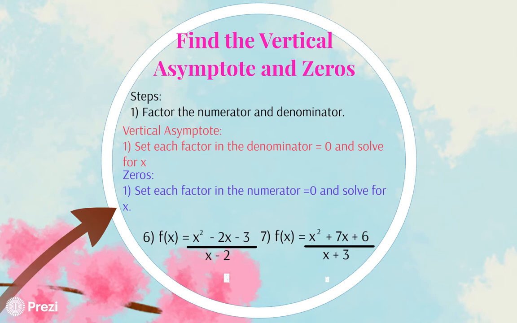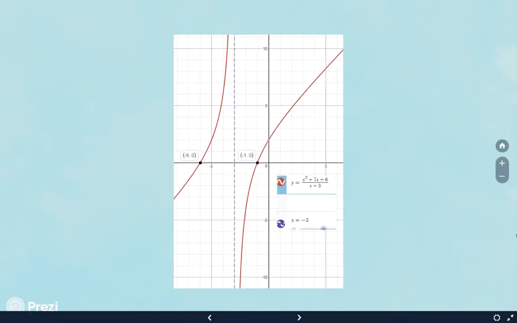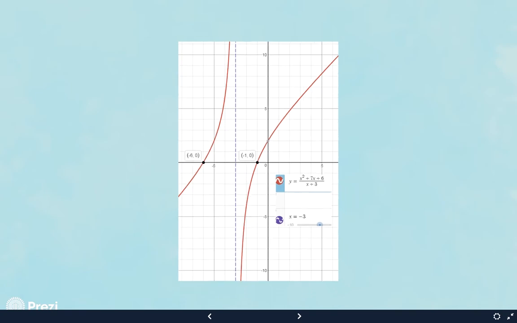Holy hot dog! Wasn't that so much fun, you guys? Example 7 was a blast, and this is what the graph looks like. For this one, there was a vertical asymptote at x equals -3, and again, the graph gravitates towards the asymptote on this side, and on this side it gravitates toward it. And then the zeros are at -6 and -1, which is pretty exciting.